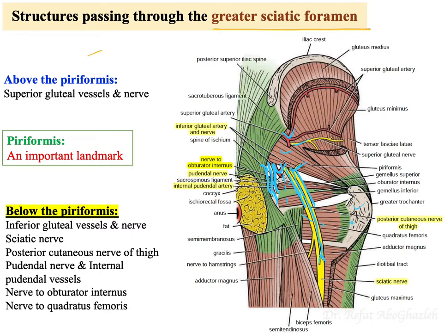It will be like a dotted line to the quadratus femoris muscle. You see this muscle? There is a nerve that comes from there until it reaches it, called the nerve to quadratus femoris. So these are the structures passing through the greater sciatic foramen, and I would like to summarize: you have the piriformis muscle, above it the superior gluteal vessels and nerve, and below it the inferior gluteal vessels and nerve, plus the largest nerve, the sciatic nerve, and the posterior cutaneous nerve of the thigh because you are looking posteriorly, plus the pudendal nerve and internal pudendal vessels, plus two nerves: the nerve to obturator internus and the nerve to quadratus femoris.